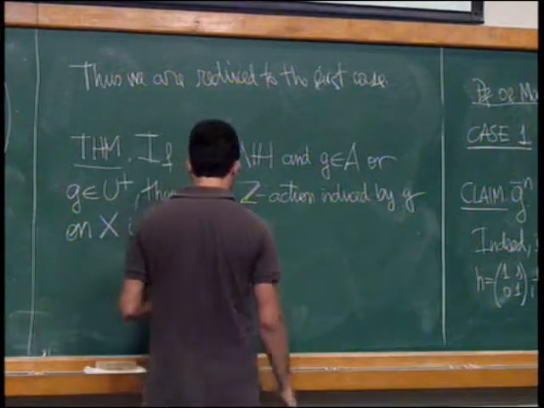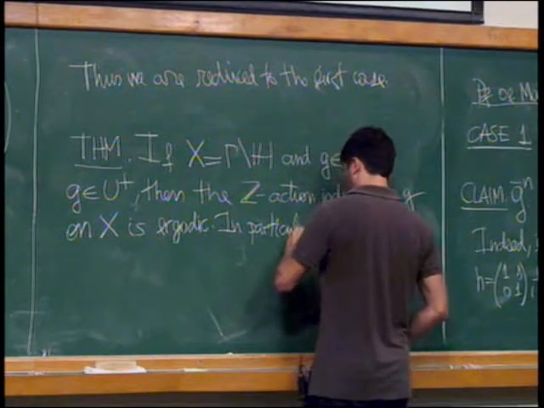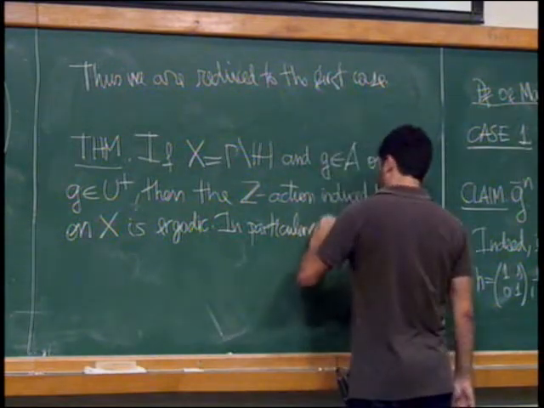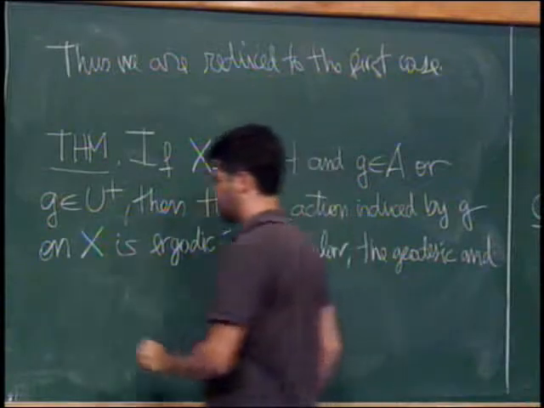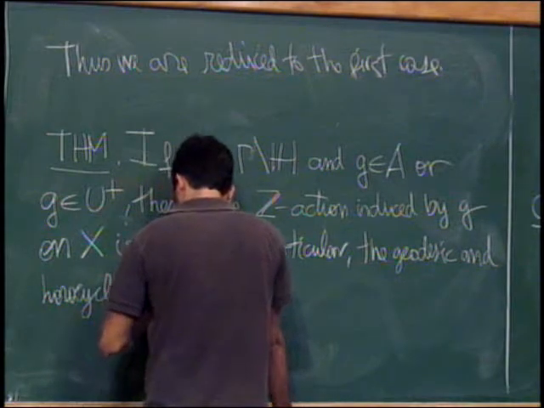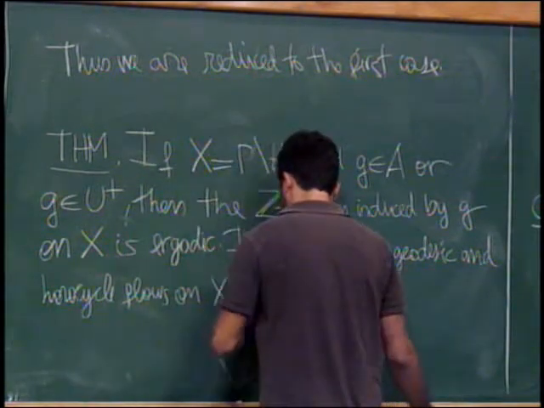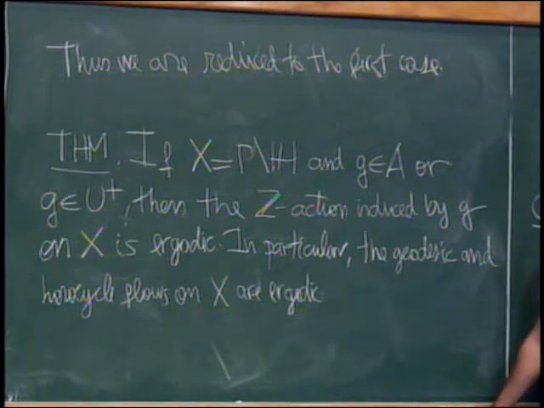It should be called a corollary. And in particular, we conclude that the geodesic and horocycle flows on X are ergodic. Okay? So this is the first thing I told you I should prove today. I guess I cannot prove the second thing, which is Howe-Moore's theorem.